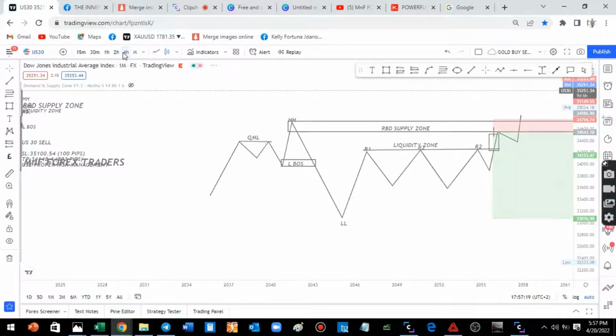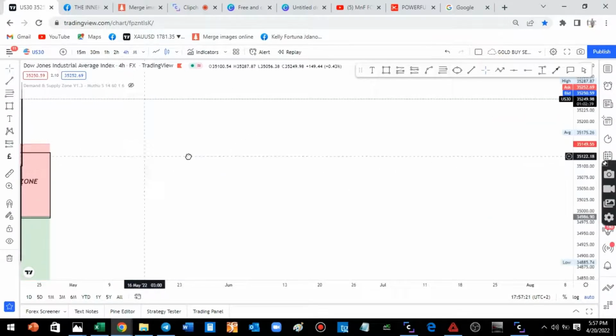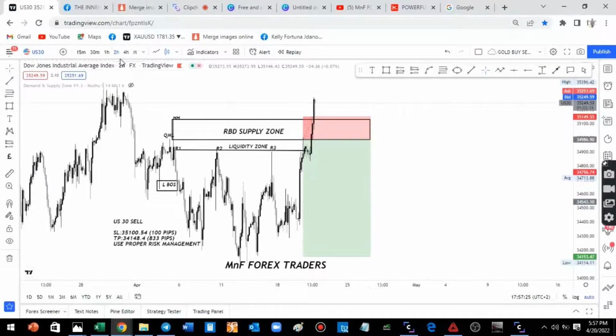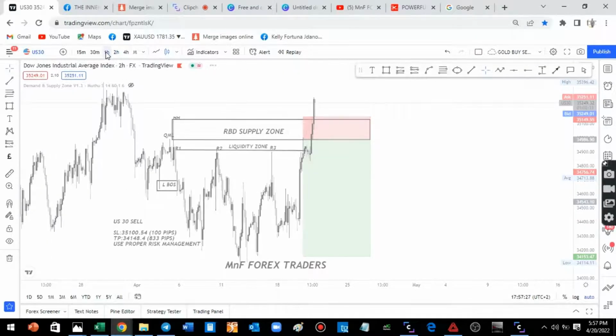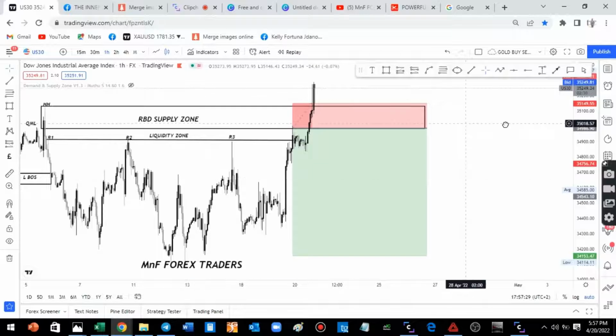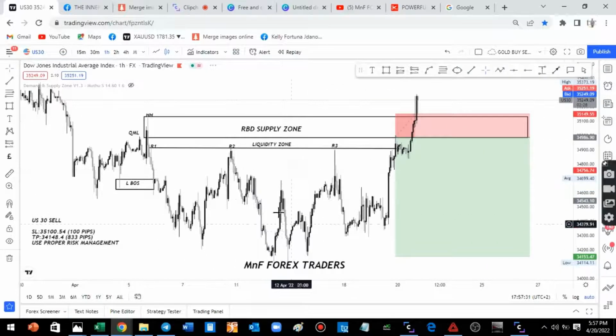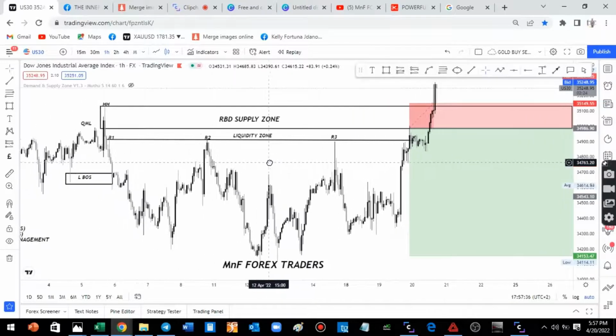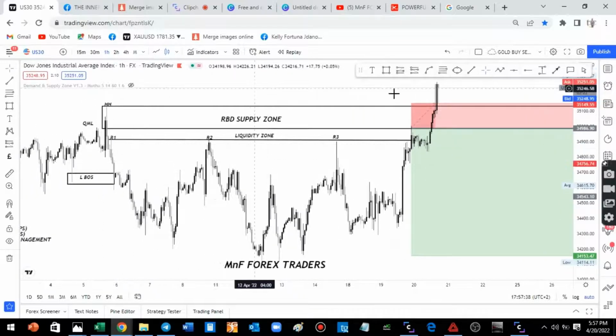So let me go to the 4-hour time frame. You see how beautiful this setup was. Let's go to the 2-hour time frame. Here it's actually very, very nice. Yeah. So as you can see, basically it's actually the same thing right here.